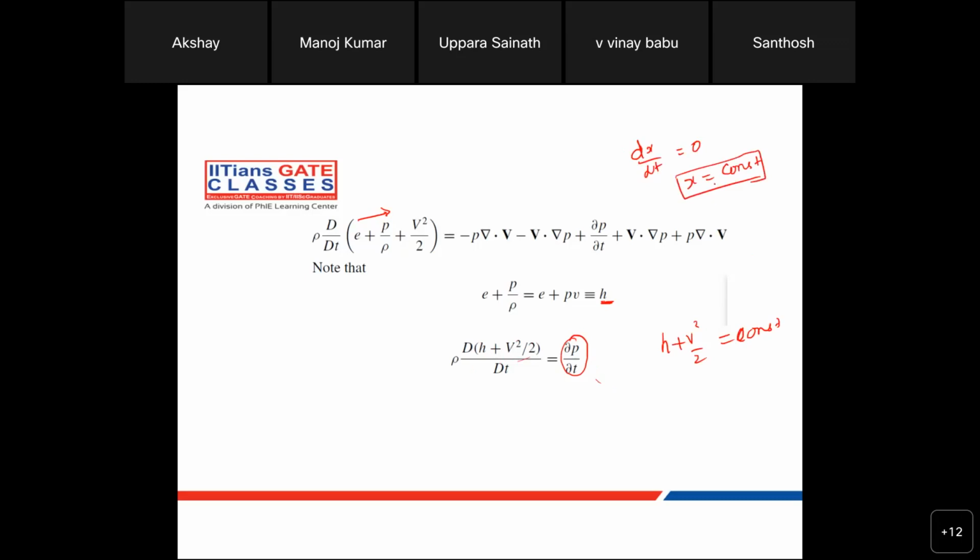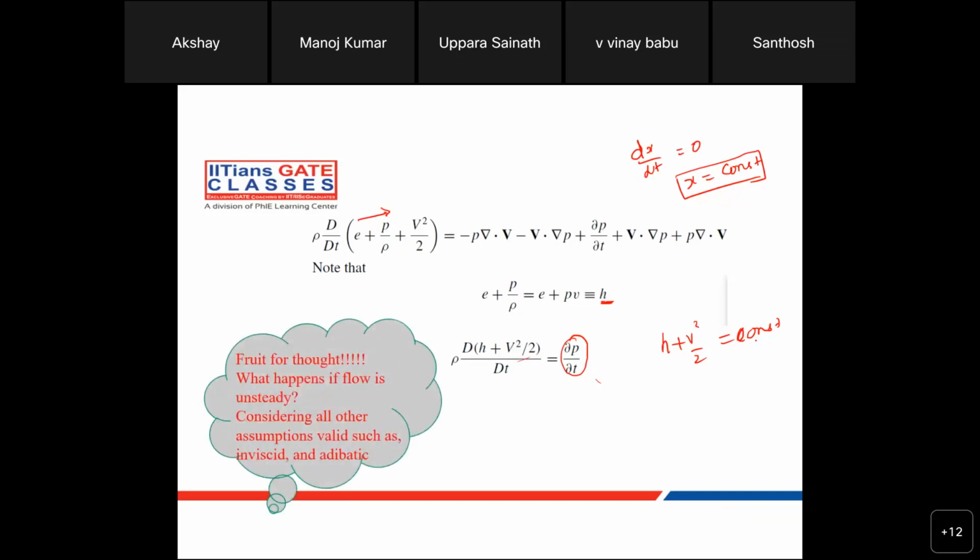So similarly here also, if the right hand side becomes 0, that means you can safely define h plus v square by 2 is equal to constant. This is nothing but our definition of total temperature. But the thing is, what happens? This is just food for thought for you guys. What happens, considering all other assumptions we started with are valid, if the flow is unsteady?